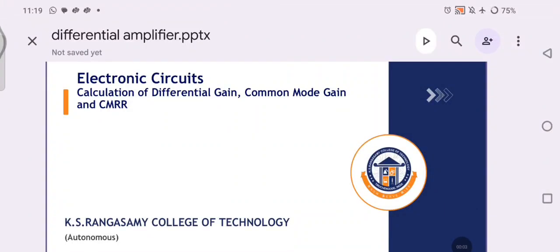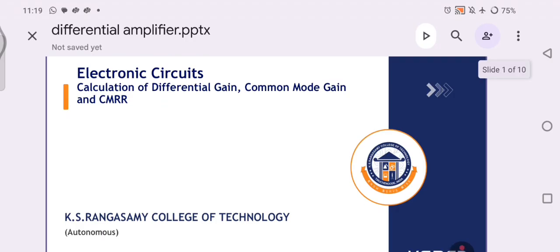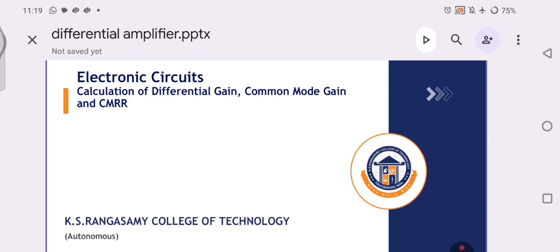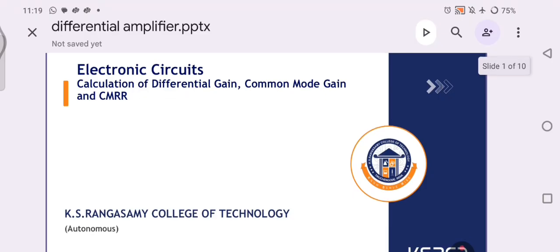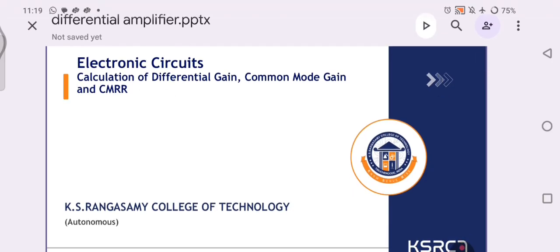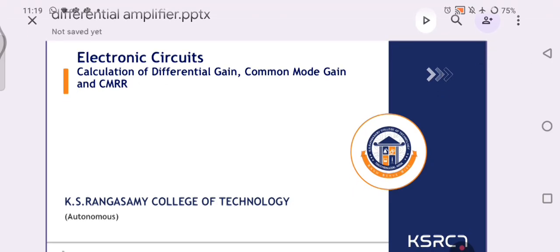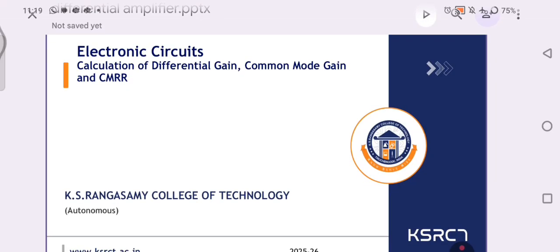Hi, good morning. Today I am going to explain the calculation of differential gain, common mode gain and common mode rejection ratio of a BJT amplifier. These are the three important performance parameters used to evaluate the differential amplifier.